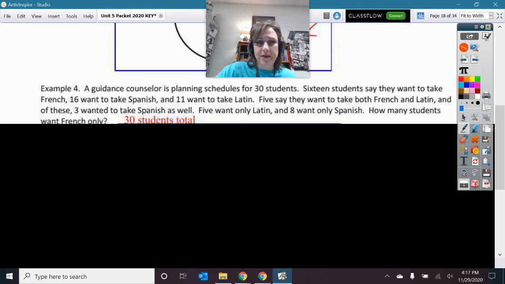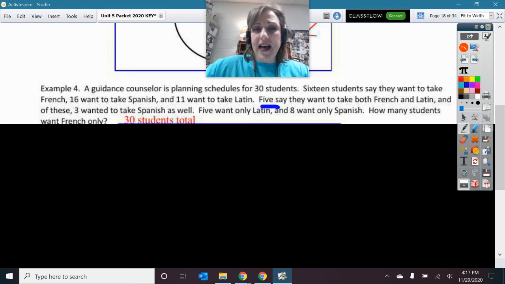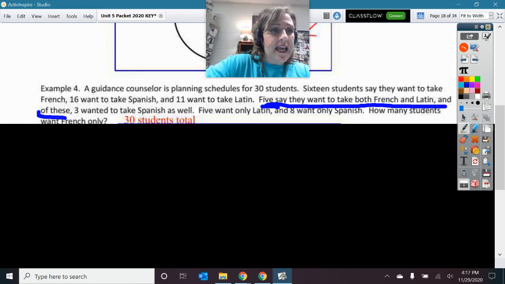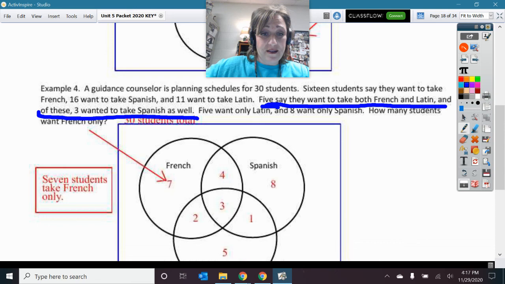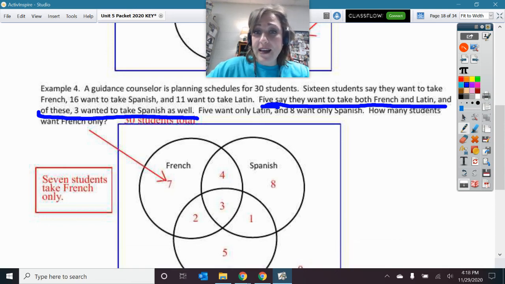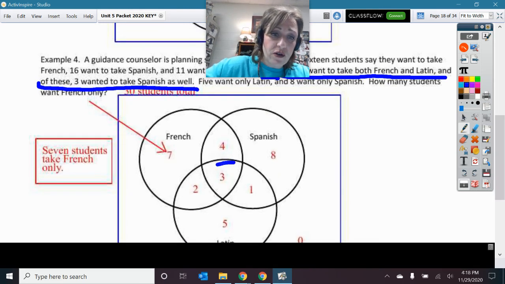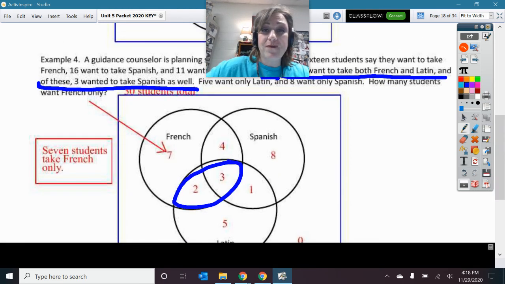All right, let's see how you did. So, you have to start with the most restrictive area, and here's where this is. 5 say that they want to take both French and Latin, and 3 want to take Spanish as well. That's important. That's the all 3. So look carefully at what happens. 5 want to take French and Latin. So that means that this thing right here is 5.